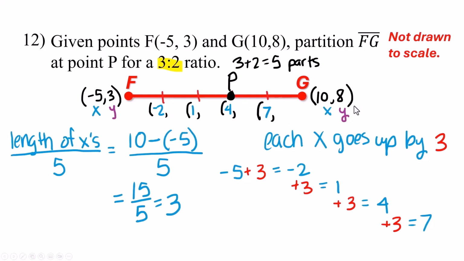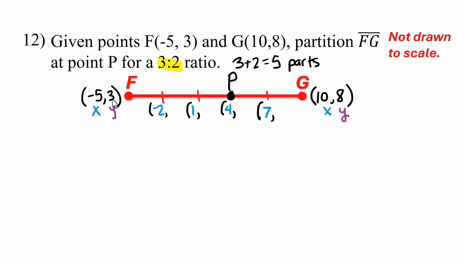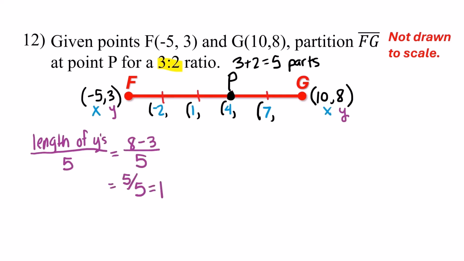Now we have to do the same thing for the Y's. This point is moving from 3 up to 8. We still need to divide that into 5 parts as well. The length of the Y's divided by 5. So 8 minus 3 divided by 5. We get 5 divided by 5, which is 1. Hecka easy. Okay, cool. We'll be able to do this pretty fast. Each Y is going up by 1.